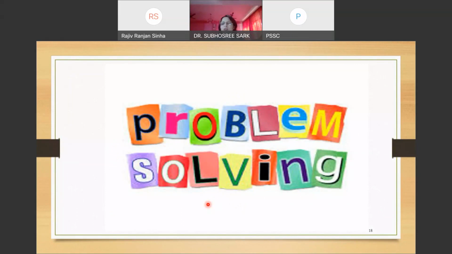Please write it in the chat. So, what you feel? When you use the word problem solving, what definition comes to you? The first thought that comes to you, problem solving. Problem solving is making decisions and solving problems are the two key areas in your life.